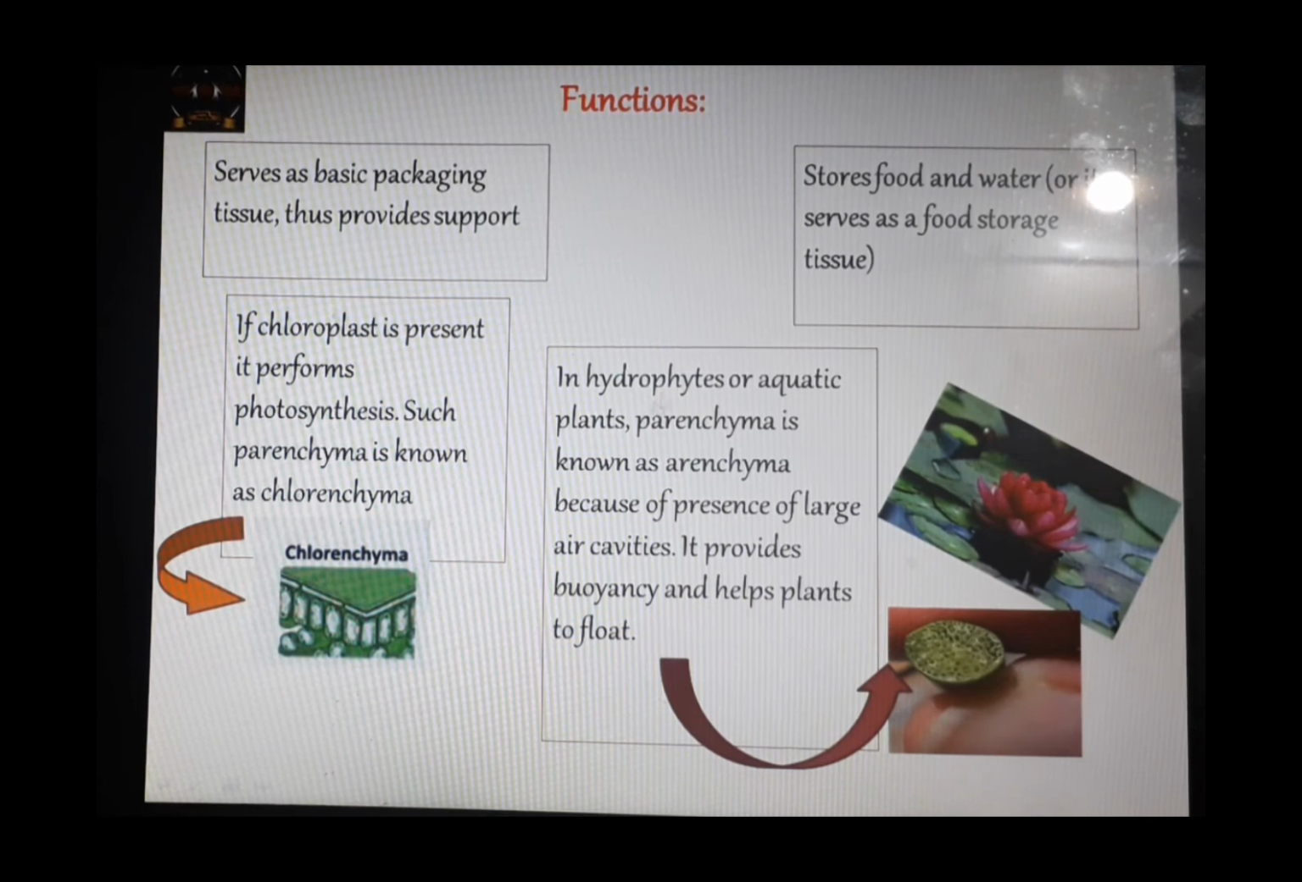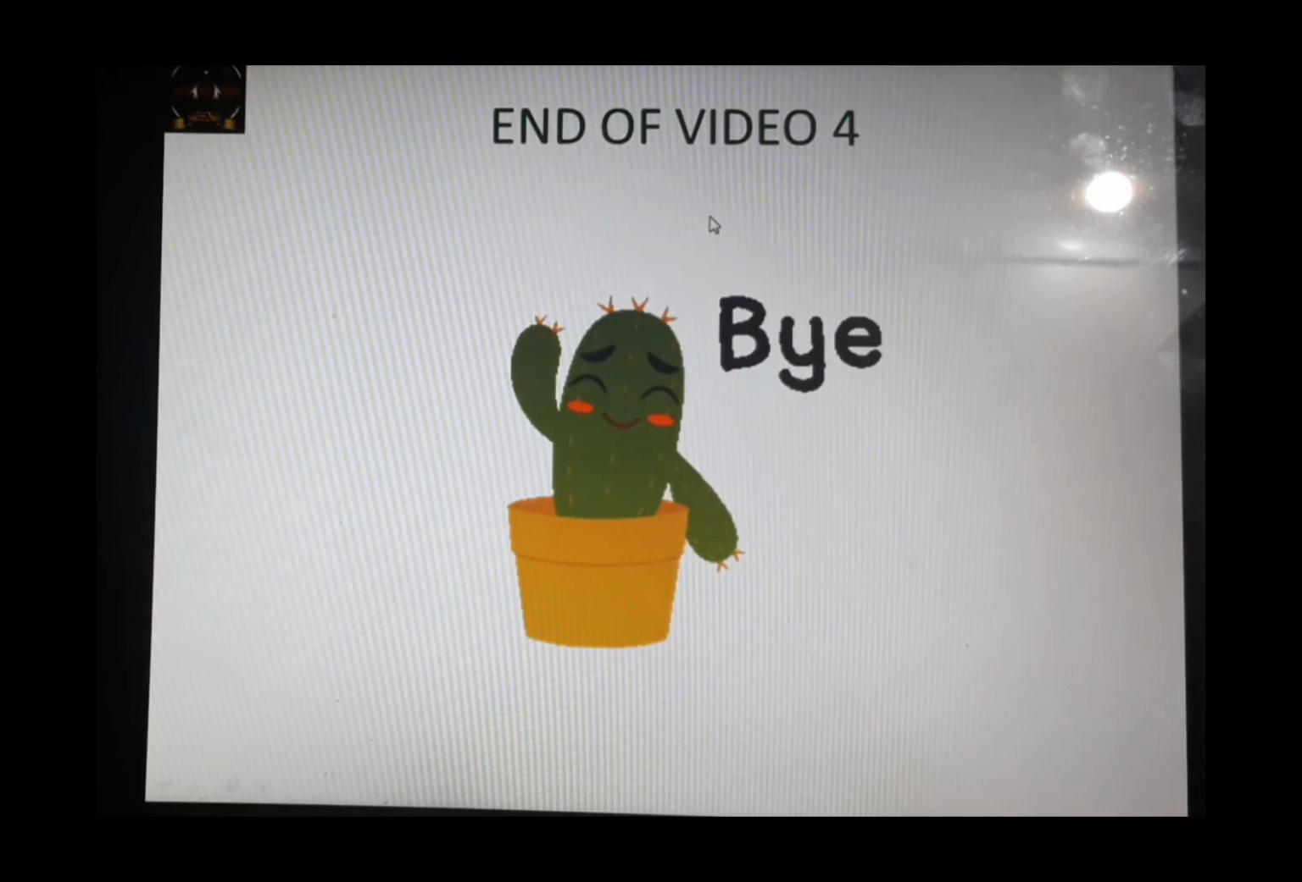And in hydrophytes, meaning aquatic plants, this parenchyma is known as aerenchyma. Why? Because aero is something related to air, isn't it? So this aerenchyma shows presence of large air cavities. Can you see here these large air cavities? It is going to provide buoyancy or floating ability to the plant, and that is the reason why you could see these plants floating on the surface of water. This is because of a special type of parenchyma which is known as aerenchyma. So here we finish with the functions, and here we end our video.